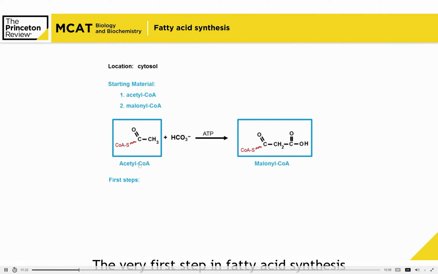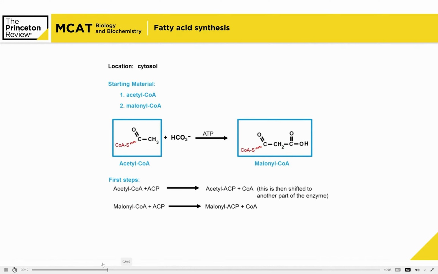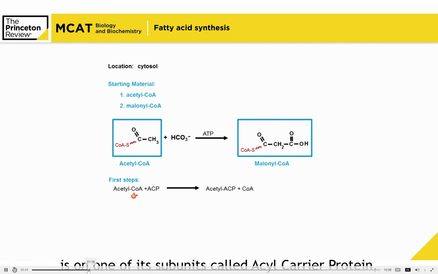The first step in fatty acid synthesis is to connect that acetyl-CoA to one of the fatty acid synthase subunits called acyl carrier protein, or just ACP. So we're going to connect our acetyl-CoA to the ACP subunit of fatty acid synthase. We're going to get acetyl connected to ACP and a free coenzyme A.